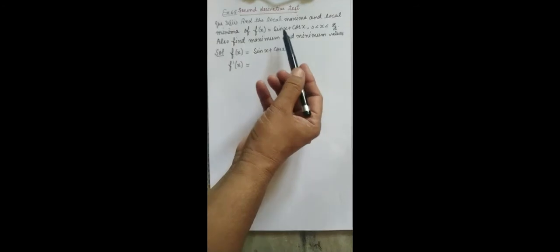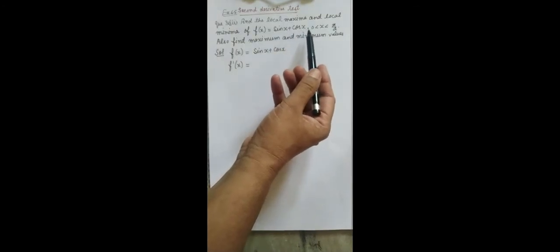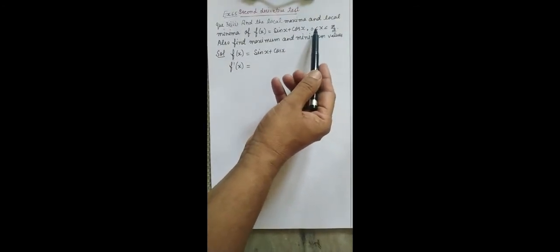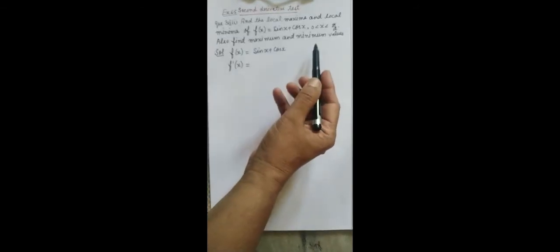Dear students, I am going to discuss with you some of the questions of the second derivative test. Now I have chosen question number 3, part of exercise 6.5. So the question is: find the local maxima and local minima of f(x) is equal to sin x plus cos x, where x lies between 0 to pi by 2. Also find the maximum and minimum values.